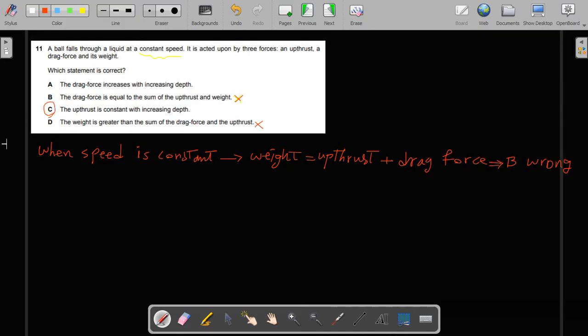C is right. The drag force increases with increasing depth. So this is wrong. So in question 11, drag force increases with increasing depth. This is wrong, because the speed is constant. The drag force is equal to the sum of the upthrust and weight.